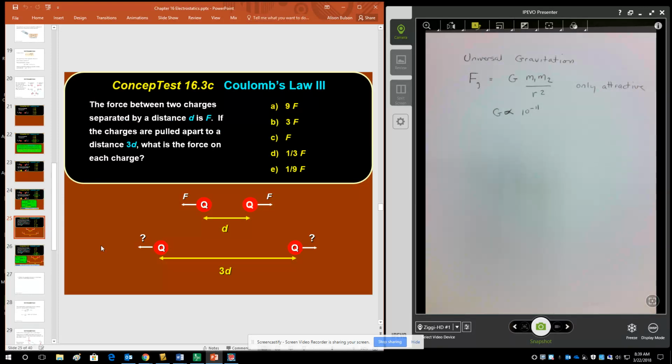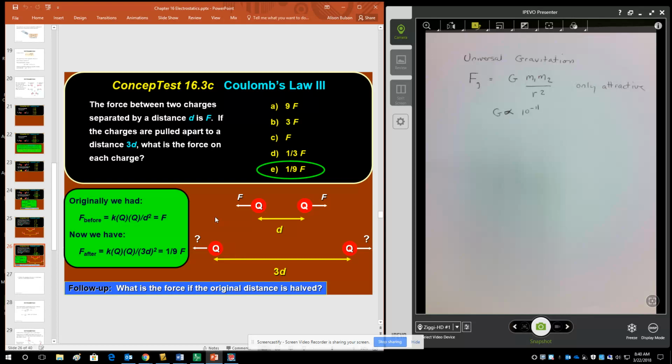The force between two charges separated by a distance d is F. What happens to the force if the charges are pulled apart to a distance of 3d? So what happens to the electrostatic interaction force if I triple the distance between the particles?